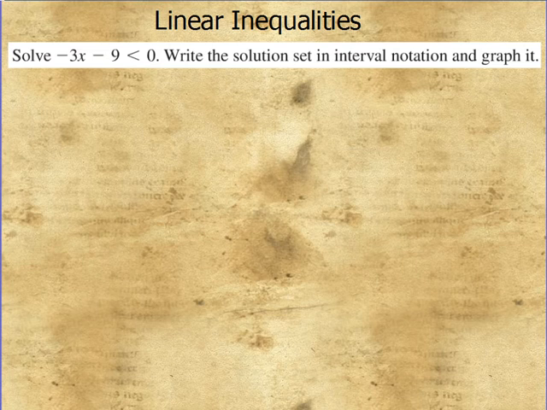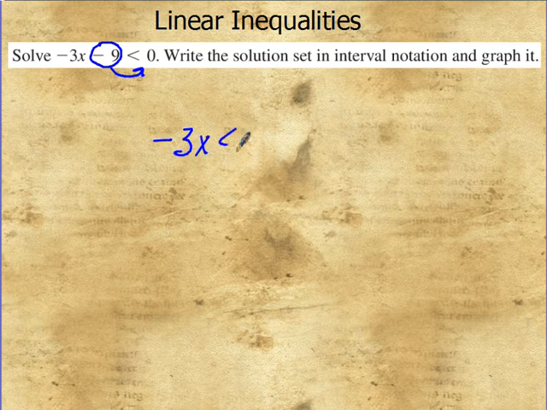Next one, linear inequalities. So we kind of see the bracket notation now, or excuse me, interval notation, and how to use it. Reminder on how to solve linear inequalities. Well, you can solve equations, you can solve inequalities. Negative 3x minus 9 is less than 0. Let's combine like terms, take that minus 9, move it to the other side. I now have negative 3x is less than 9.